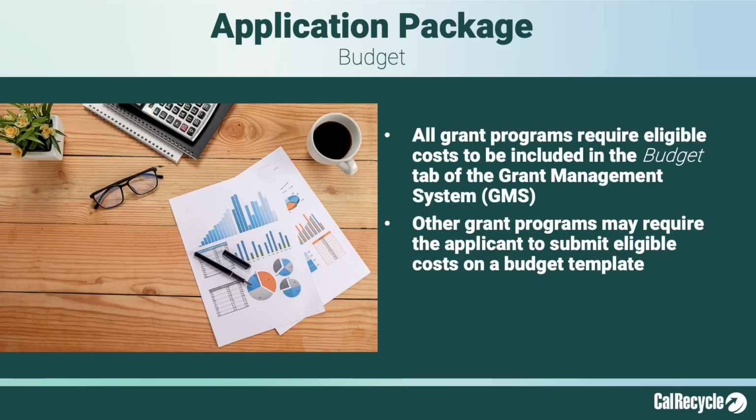All grant programs require a budget to identify requested eligible costs, but the budget template or submission may vary depending on the program. All programs must identify category costs in the Grants Management System, or GMS. This will be addressed later in the presentation. Some programs require a supplemental budget template. This budget template includes instructions on completing the form. Be sure that any costs identified in the budget align with the eligible costs identified in the application package.